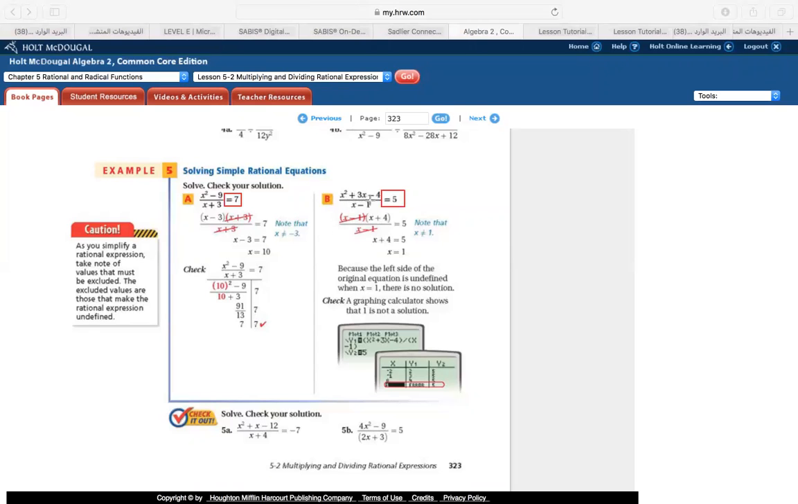X squared plus 3x minus 4, if I'm going to factor it, if I will say negative 4, which two factors, if I'm going to multiply them, they will give me a negative 4, and if I add them, they will be positive 3. And the two factors are negative 1 and positive 4. So the two terms will be x minus 1 and x plus 4. So x minus 1 will be cancelled by x minus 1 in the denominator, so left for me x plus 4. So x plus 4 equals 5. So when I subtract 4 from the two sides, x will be 1.